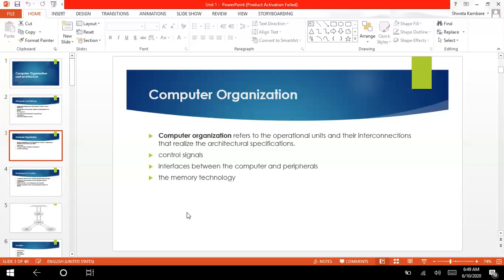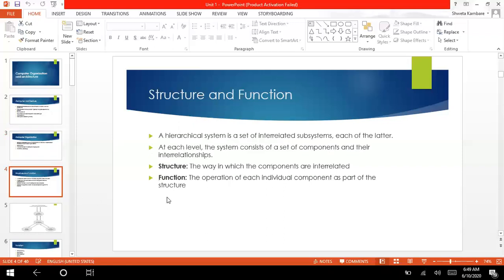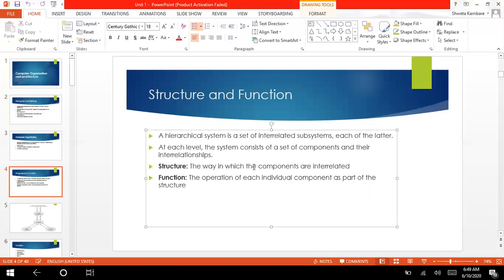Now let's go to our next point: structure and function of a computer. The system consists of a set of components and their interrelationships. So the structure is the way in which the components are interrelated, and a function is the operation of each individual component as part of the structure.